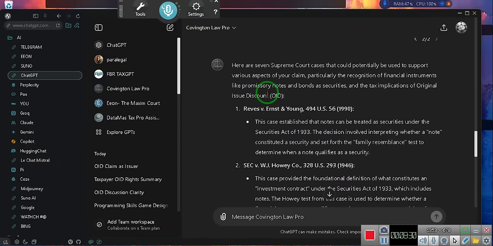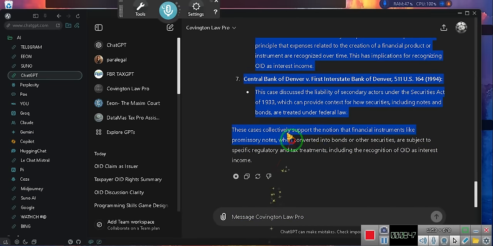All because we're talking about some stupid OID. Here are seven Supreme Court cases that could potentially be used to support various aspects of your claim, particularly the recognition of financial instruments like promissory notes and bonds as securities and the tax implications of original issue discount, OID.